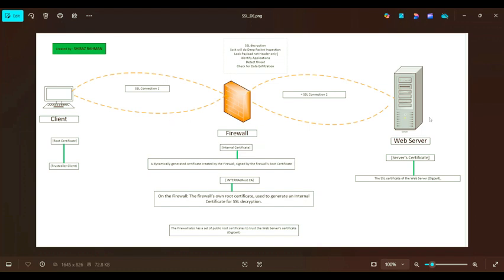Once you are reading about this kind of concept, the root CA and certificates play a very important role. You need to understand what a root CA is, what a root certificate is, what an internal certificate is, what a server certificate is, and what a device certificate is. These are the important concepts of certificates. Okay, thank you.